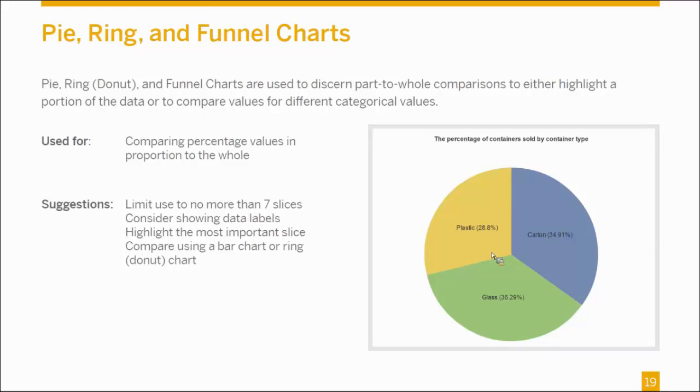So the pie chart is really just there to show sort of what is the rough distribution of values, and then in order to know the exact values, we can add the labels. But again, in this case, had we used a bar chart, it would have been able to convey the message much better. Couple of suggestions. Limit the use to no more than 7 slices.